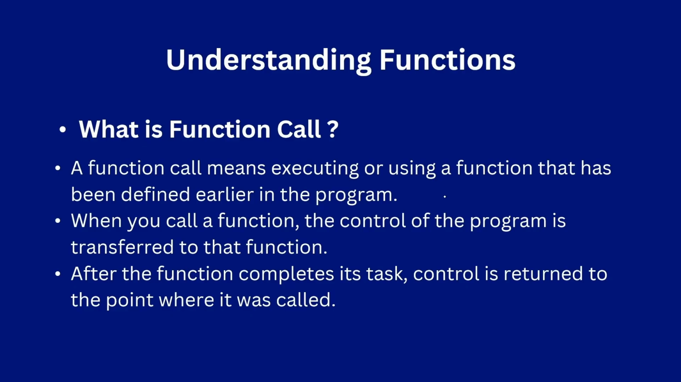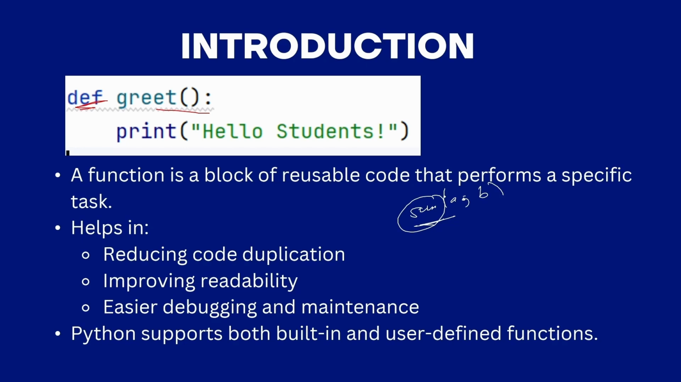Next, understanding functions. So what is a function call? A function call means executing or using a function that has been defined earlier in the program, right? So we have already created a function. Now in order to execute that function, we'll have to make a function call. Whenever we call it, that function gets executed. Okay. For example, here we saw that we created this function greet. Now, whenever we call this greet in this manner, that means we are calling this particular function greet. And whenever we call that function greet, this greet function will get executed.